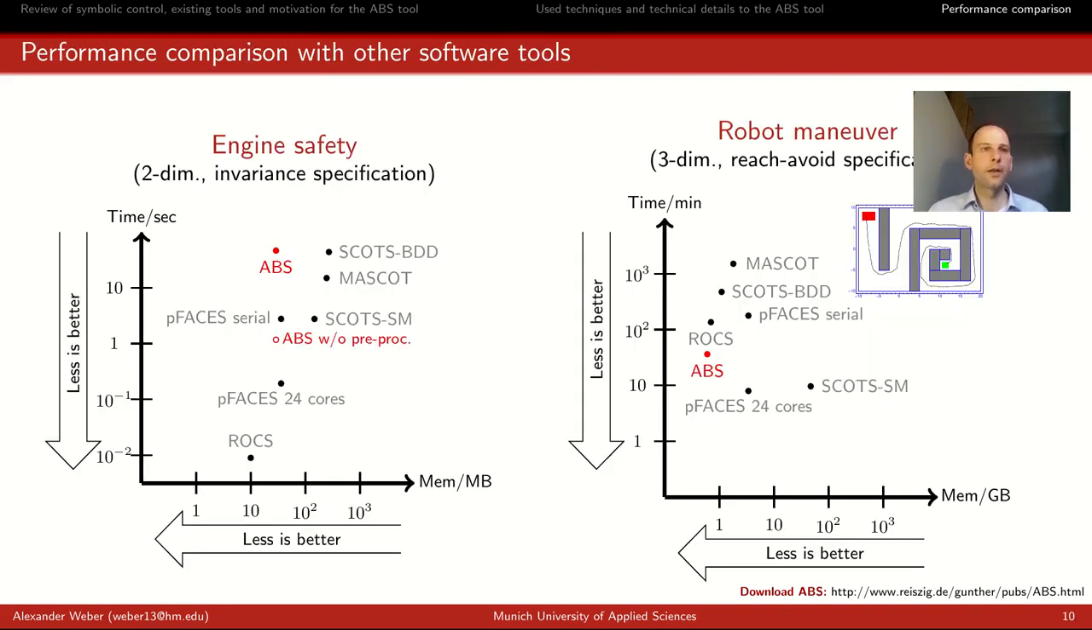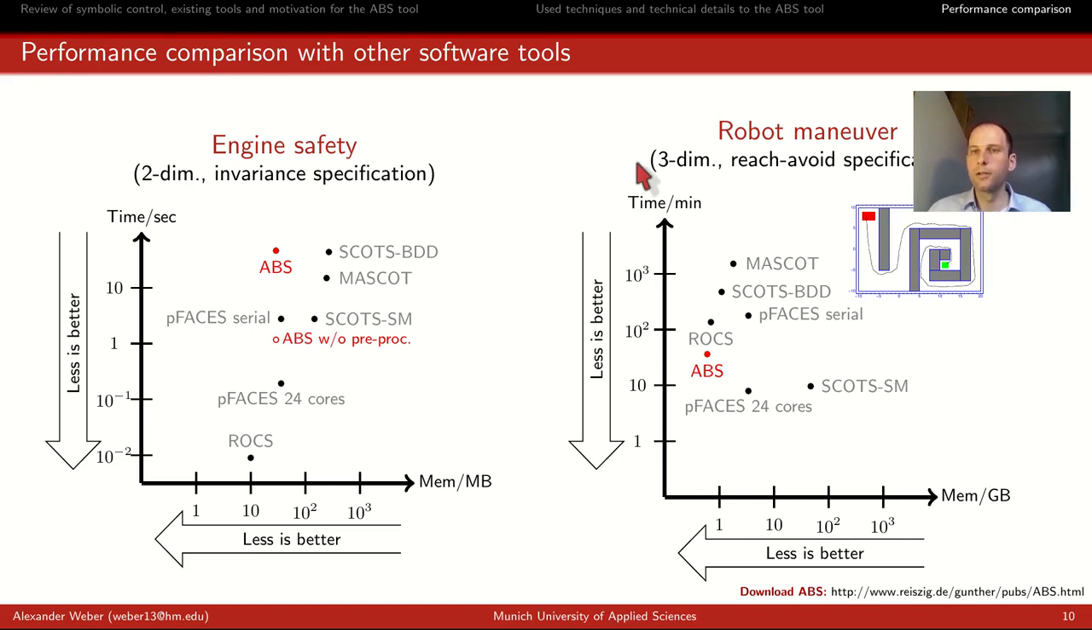Okay, finally, some performance comparison of ABS. Here on the left, there is an example of a jet engine plant with an invariance specification. It's two-dimensional. As for the memory requirement, which is here on the horizontal axis, ABS is certainly space efficient. As for the runtime, in this example, it looks like the pre-processing step of ABS takes quite a long time. But actually, when the complexity of the problem increases, the time spent on the pre-processing step is negligible. This can already be seen in the example here on the right.